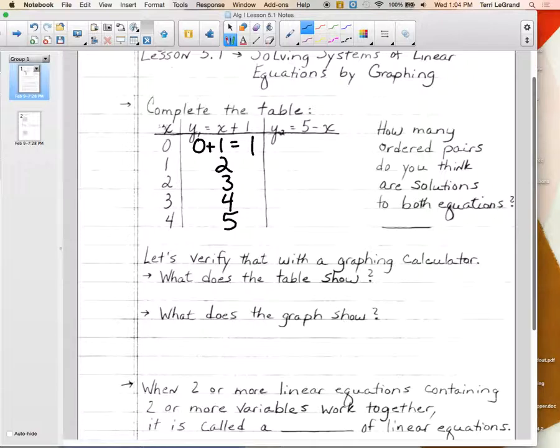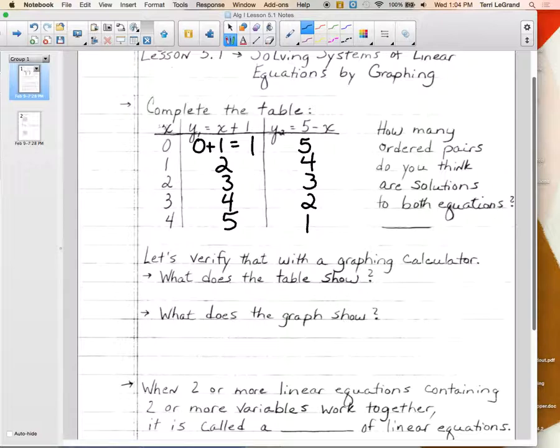How about for our other equation, y sub 2, 5 minus x? What's the y value when x equals 0 for that one? 5. What is it when x equals 1? 4. Okay, pairs, there's a pattern going on here too. As the x's go up by 1, what's happening to the y's? Going down by 1. Okay, so let's just fill out the rest of our table here.